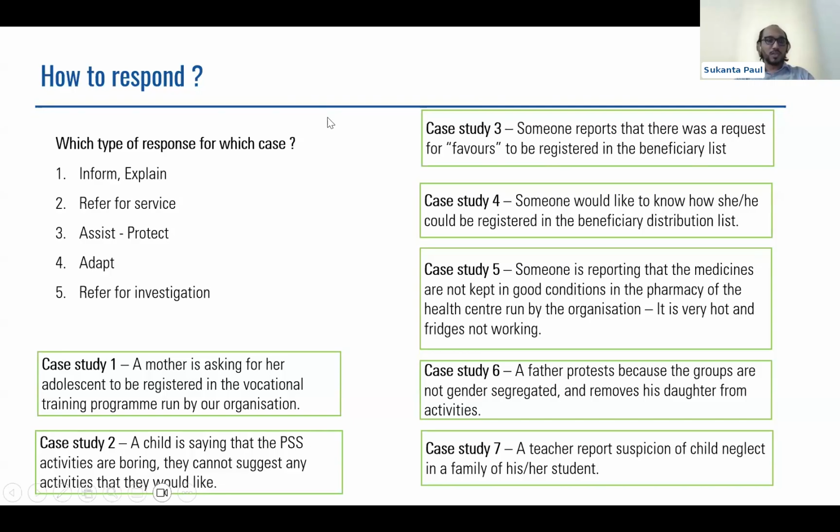So let's see the case study 1. Your mother is asking for her adolescent to be registered in the vocational training program run by the organization. So which action do you think is really appropriate here? Any response?